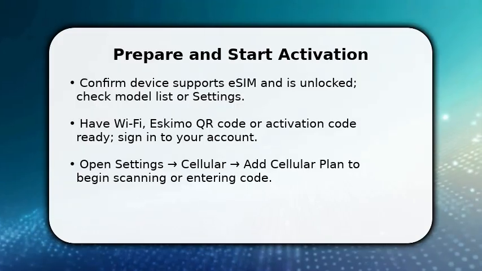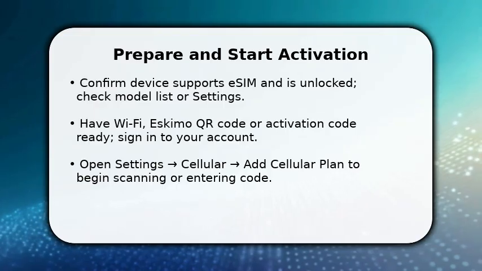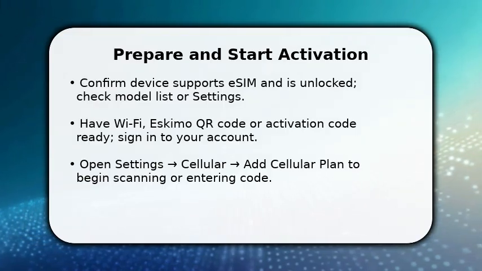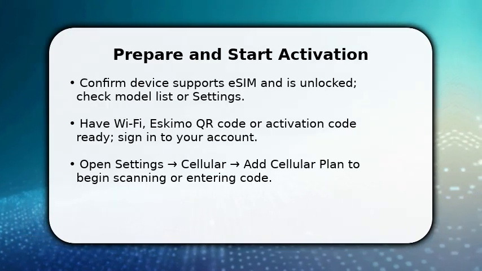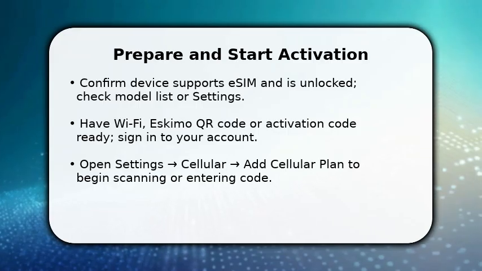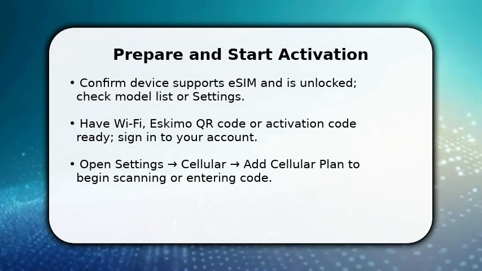You begin by verifying your phone supports eSIM and is unlocked. This prevents later provisioning failures. Once done, connect to a stable Wi-Fi network and open your Eskimo account to retrieve the QR or activation code.